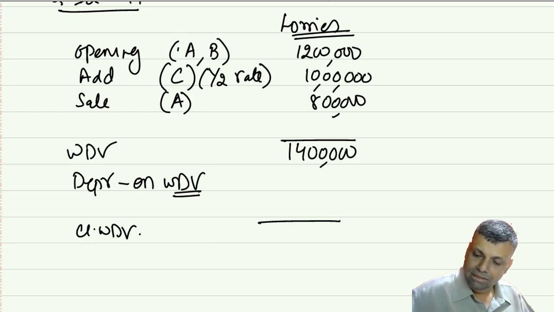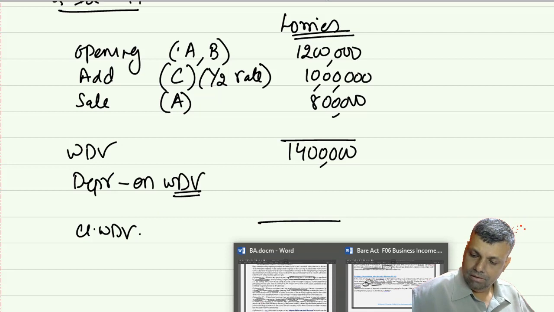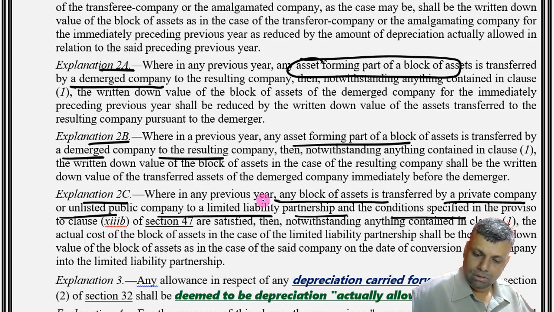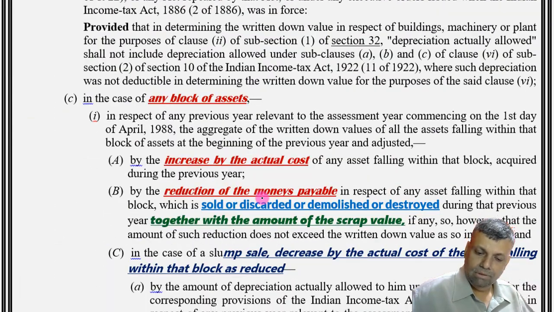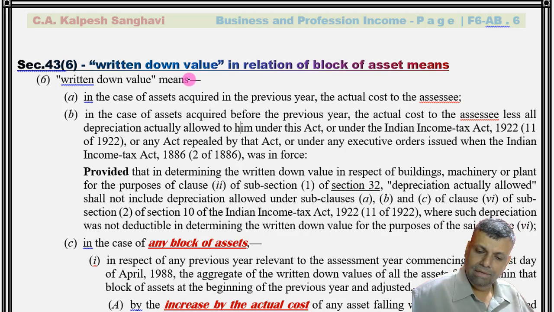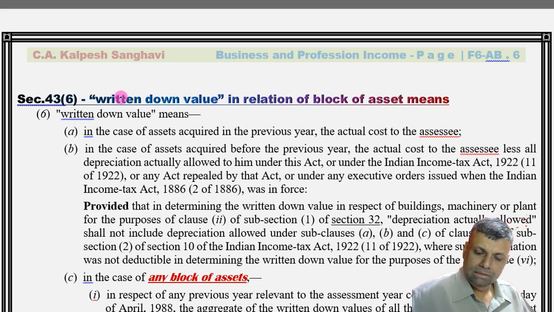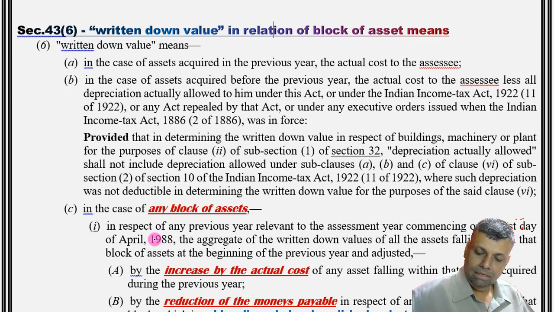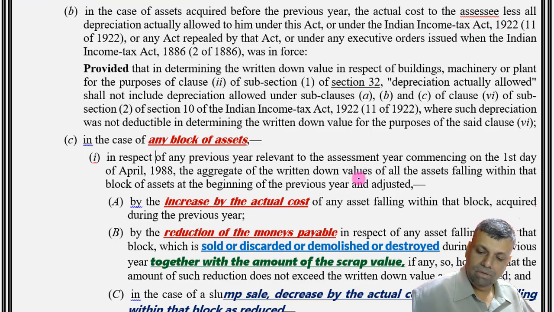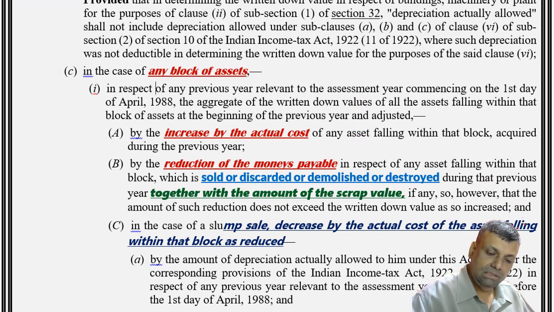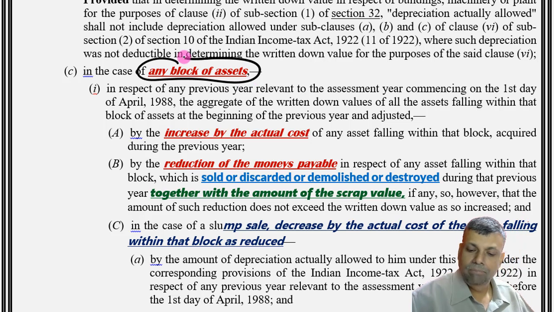So first of all, at this stage, friends, I want to bring your attention to the definition of the WDV of the block of asset. That is, in fact, a long definition, but a simple one. Section 43(6)(c) defines the written down value in relation to the block of asset. Okay, come to this particular clause C. See, this is what is defined, and this is basically the definition of the block of asset.